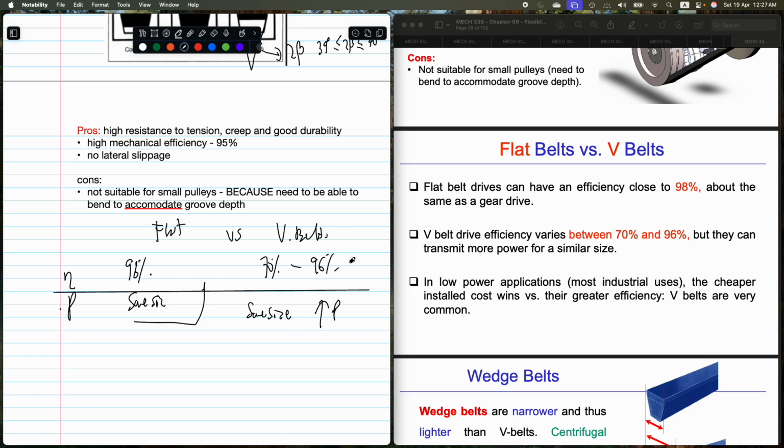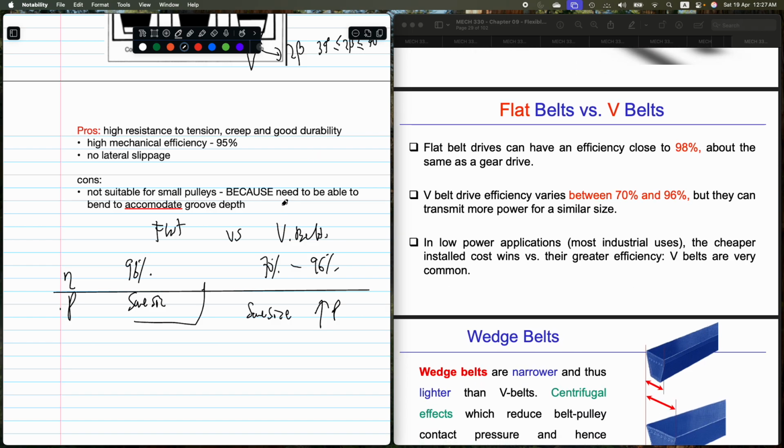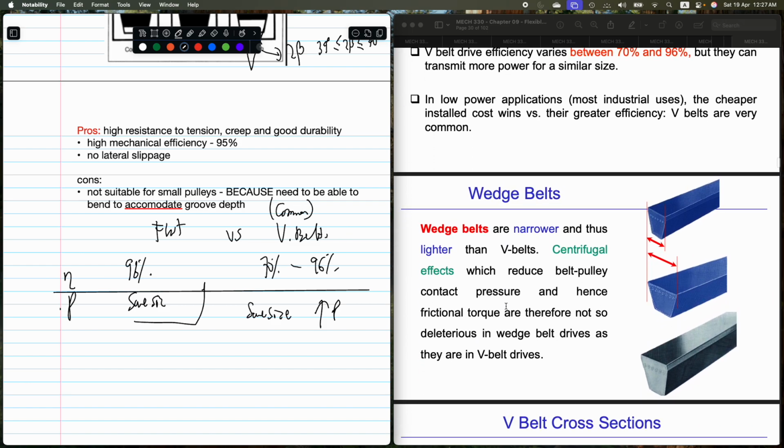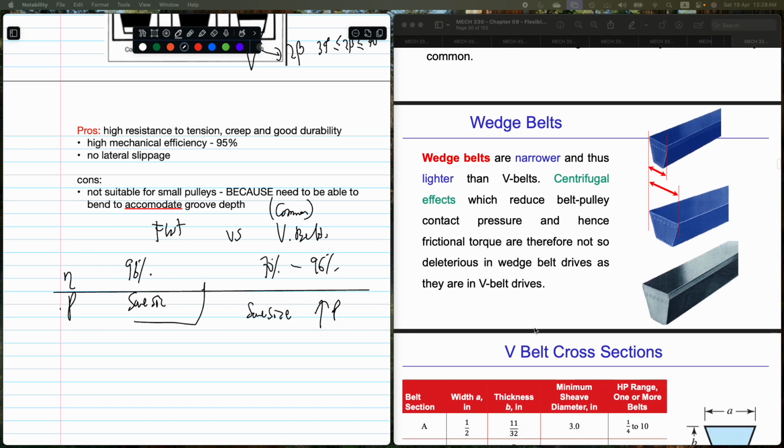So in low power applications, most industries use the cheaper installation costs versus the great efficiency. V-belts are very common. Wedge belts are narrower and lighter than V-belts. Centrifugal effects reduce belt pulley contact pressure and friction torque, and are therefore not so deleterious, meaning causing harm or damage, in wedge belts as they are in V-belts.